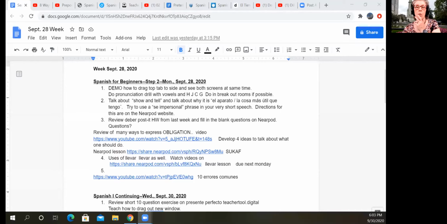So I need to move something over here. Okay, we're going to do share screen, and I want you to just see what it will look like. That's not exactly what I wanted. Are you guys seeing the screen, or are you seeing my notes? Your notes. My notes. Okay, that's what you should be seeing. Okay, Spanish for beginners, September 28th. Yeah, that's my Monday class.